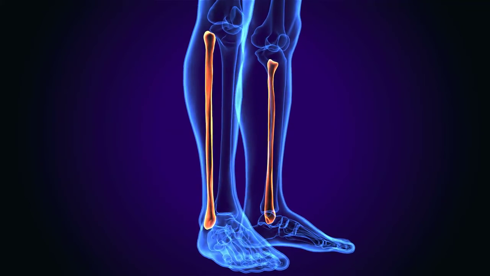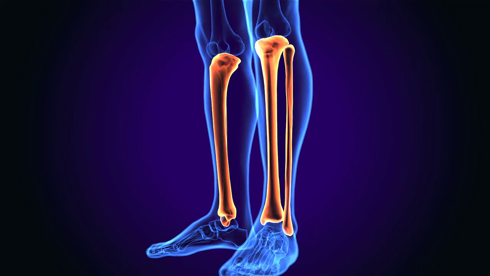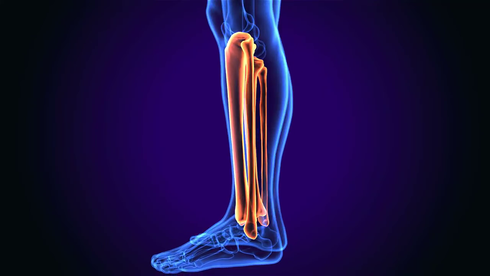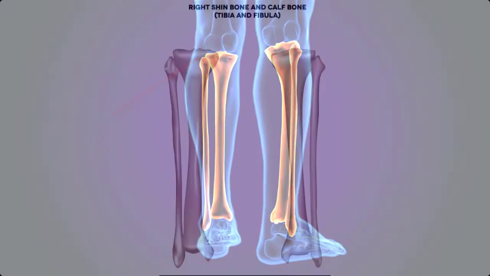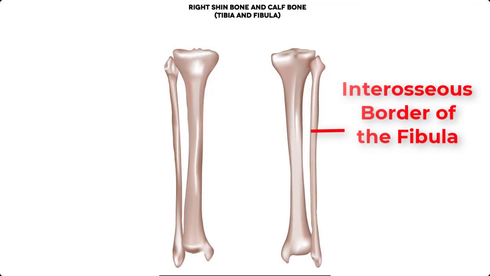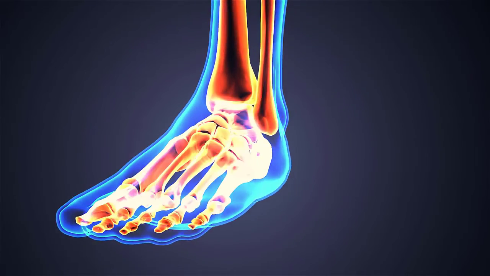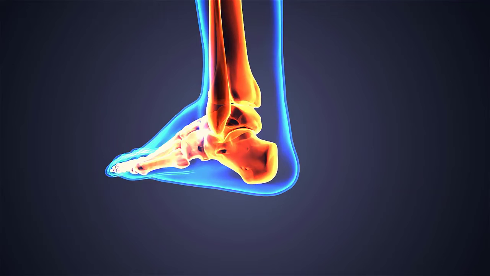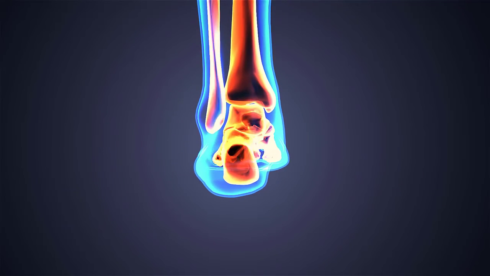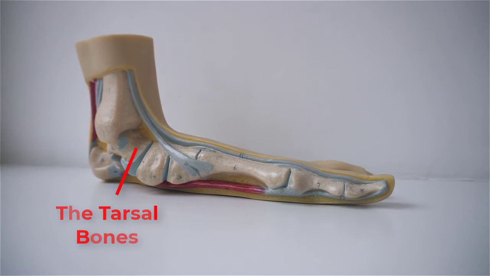The head of the fibula is a small knob-like structure located at the proximal end. This articulates with the inferior aspect of the lateral tibial condyle, forming the proximal tibiofibular joint. The thin shaft of the fibula has the interosseous border of the fibula. The distal end of the fibula forms the lateral malleolus, which forms the easily palpated bony bump on the lateral side of the ankle. The posterior half of the foot is formed by 7 tarsal bones.